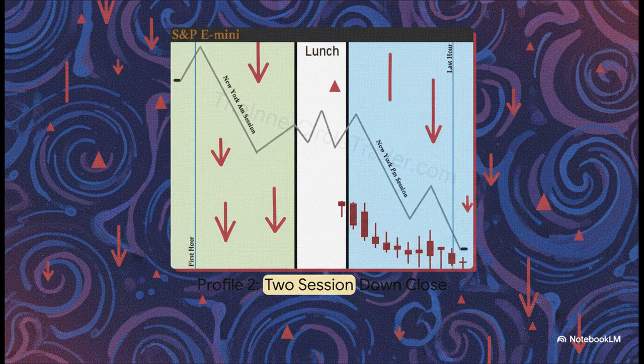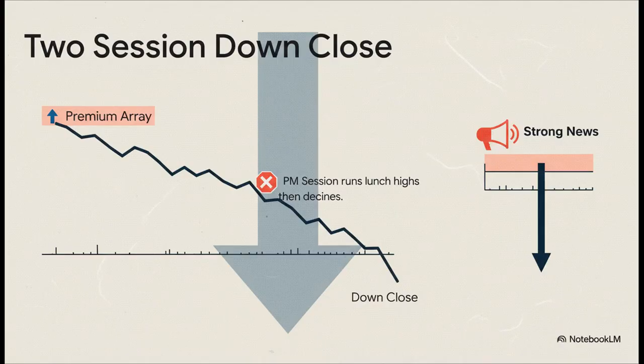All right, now on the flip side of that coin, we have the 2-session down close. And as you can probably guess, this is the perfect mirror image of what we just saw. It's a strong bearish day that closes right down near the lows. And the logic here is exactly the same, just flipped upside down. The institutional order flow is bearish. The AM session gives you a little rally up into a premium array. That's a level institutions see as expensive, a great place to start selling. And that's where the decline starts. After lunch, the PM session might pop up just for a second to grab the buy stops sitting above the lunch highs. And then the sell-off continues right into the close. And yep, you guessed it. Just like the bullish version, big news can just keep this thing falling right through the lunch hour.